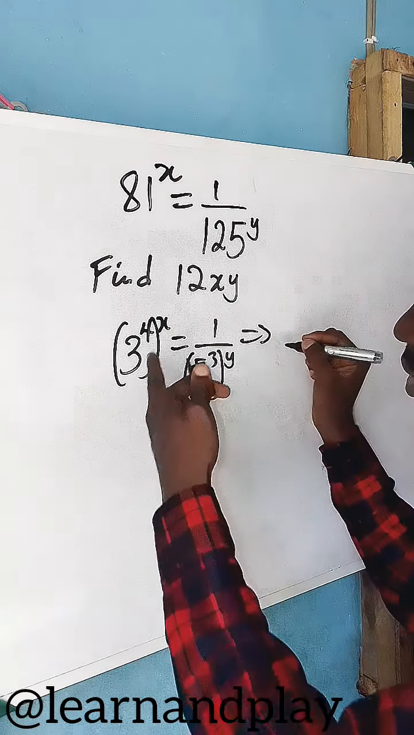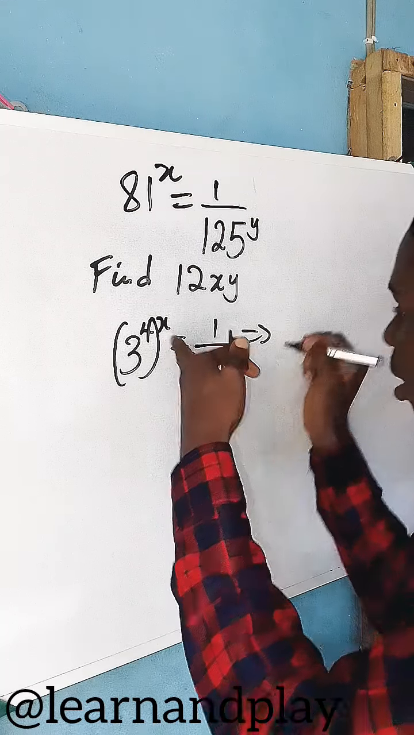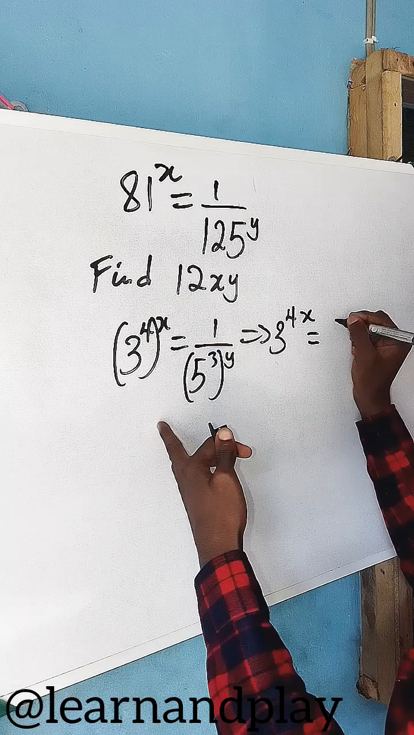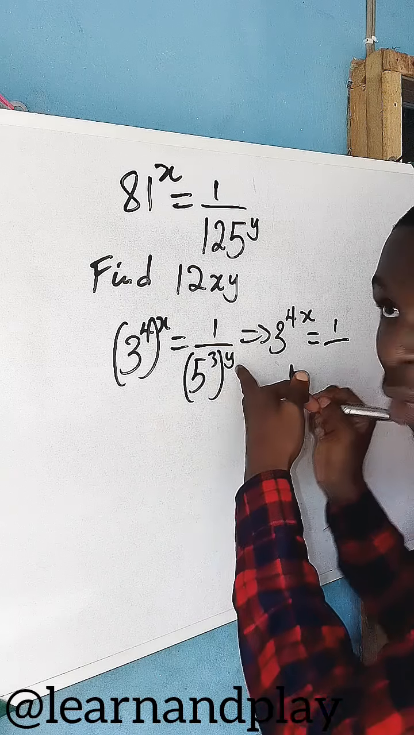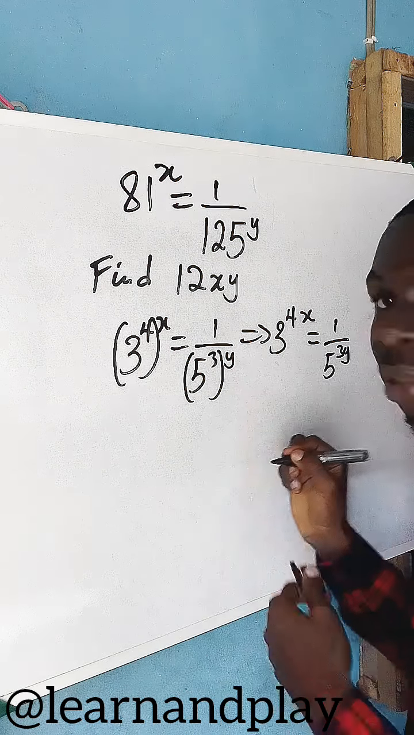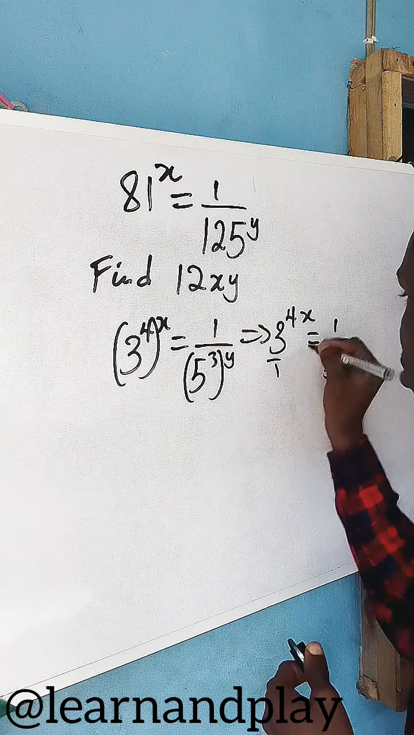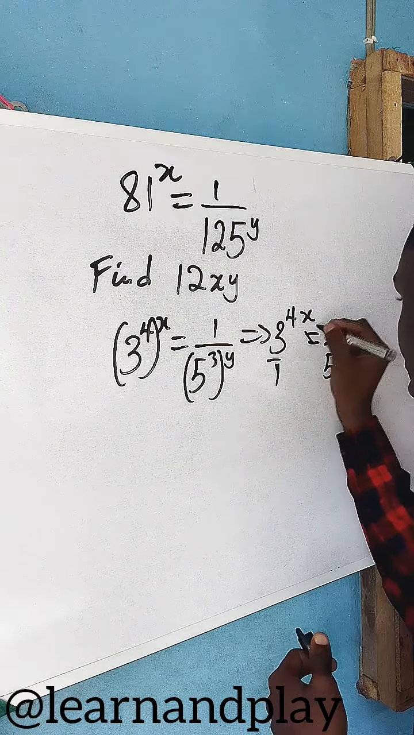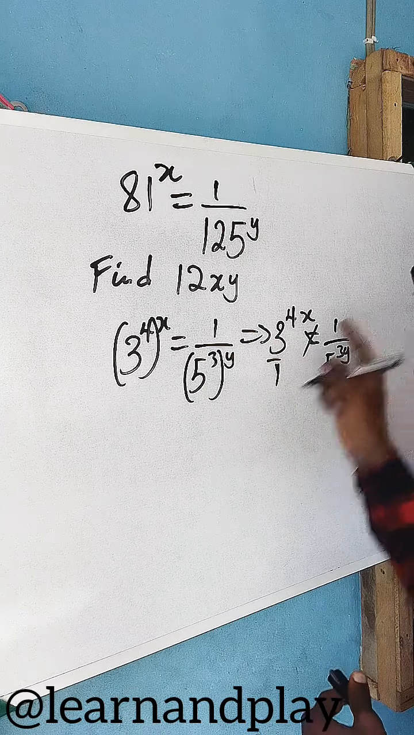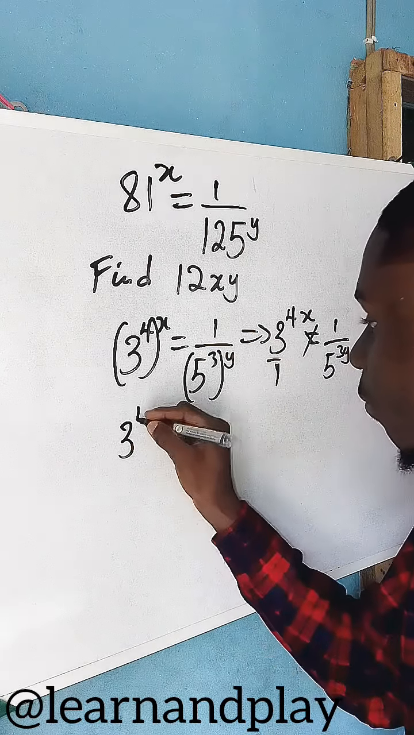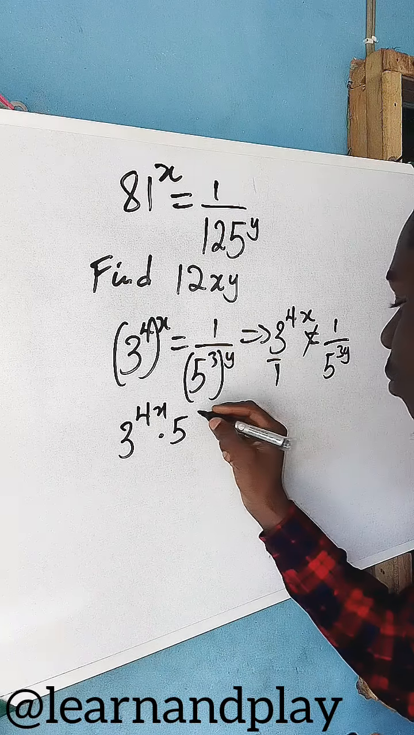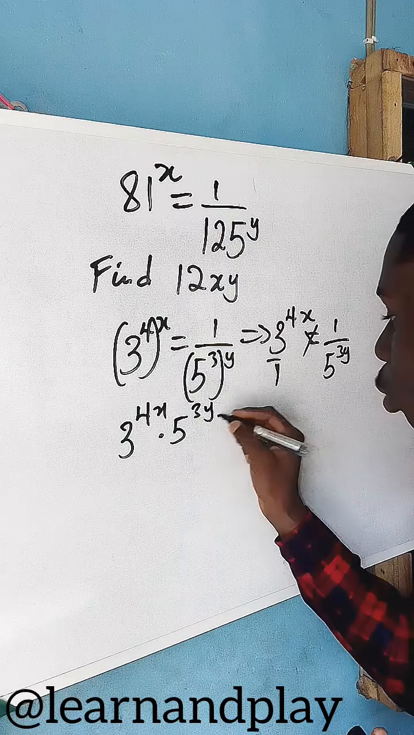This implies that 4 times x will give you 4x, so this one becomes 3 to the power of 4x to be equal to 1 divided by 3 times y will give you 3y, so this one becomes 5 to the power of 3y. Let's cross multiply, okay, and see what we are going to have. If this is multiplied by this, we are going to have 3 to the power of 4x multiplied by 5 to the power of 3y to be equal to 1.